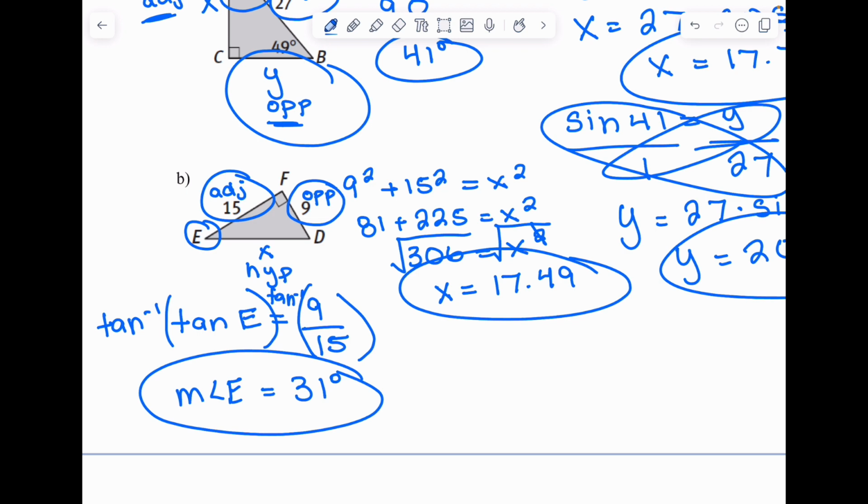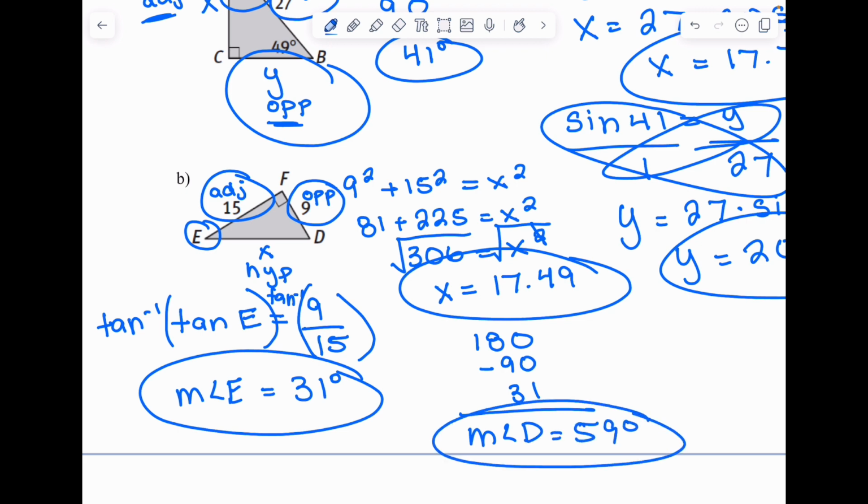Lastly, I also have to find angle D, but because I know two angles now, I can just subtract those two angles from 180. So 180 minus 90 minus 31 tells me that the measure of angle D is going to be 59 degrees. So in this last problem, I used the Pythagorean theorem, inverse SOHCAHTOA, and the fact that all the angles in a triangle add up to 180.